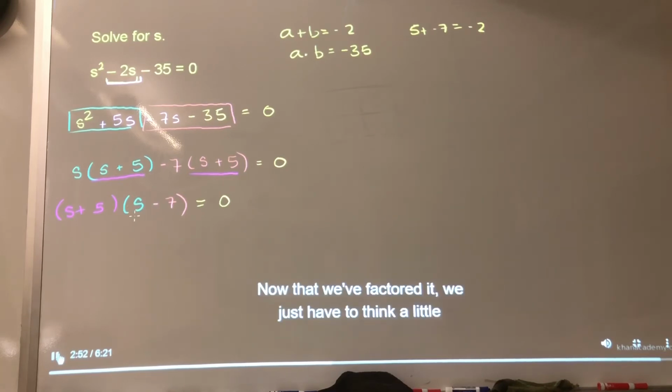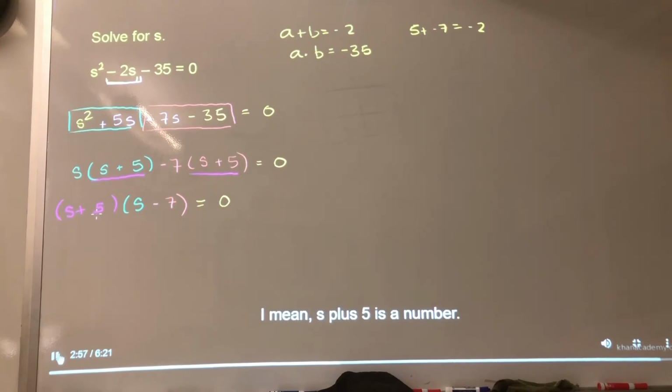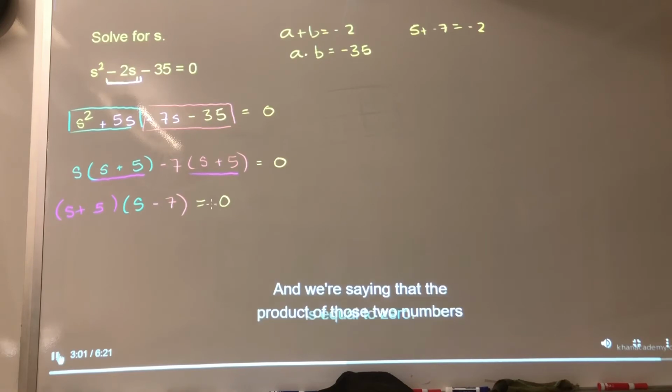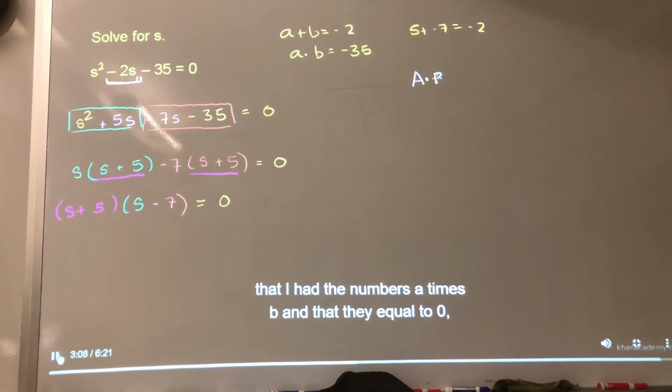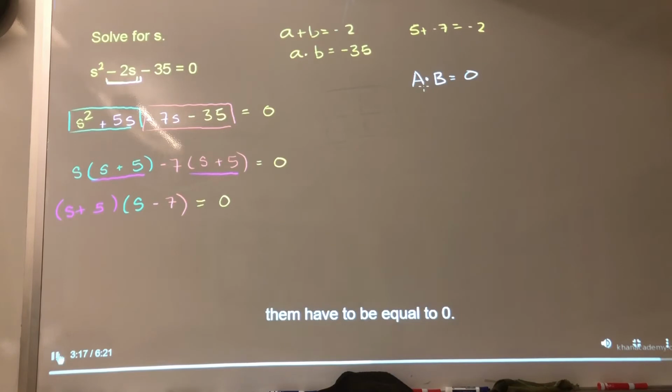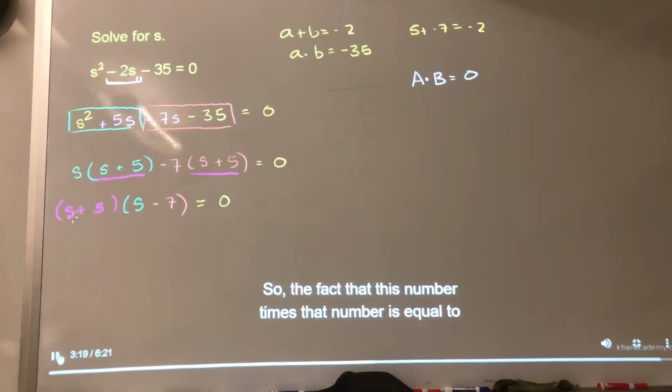Now that we've factored it, we just have to think a little bit about what happens when you take the product of two numbers. I mean, s plus 5 is a number, s minus 7 is another number. And we're saying that the product of those two numbers is equal to 0. If I told you that I had the numbers a times b and that they equal 0, what do we know about either a or b or both of them? Well, at least one of them has to be equal to 0, or both of them have to be equal to 0.